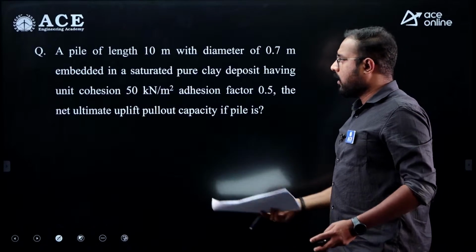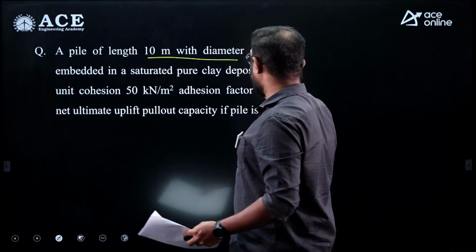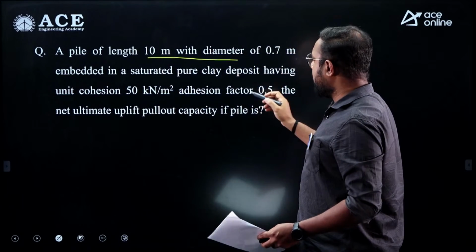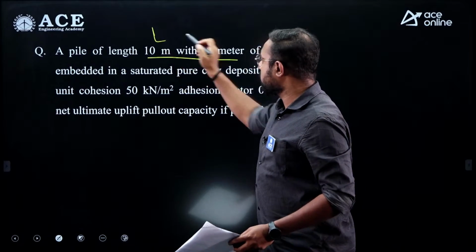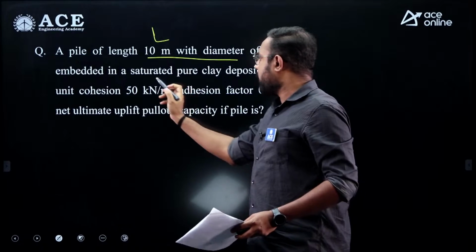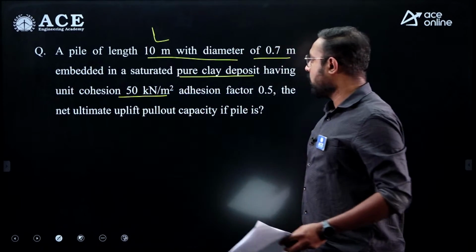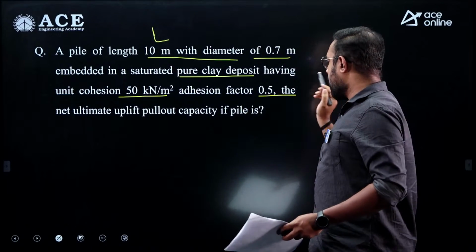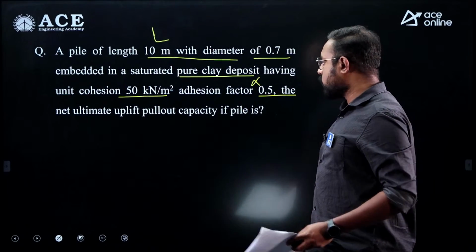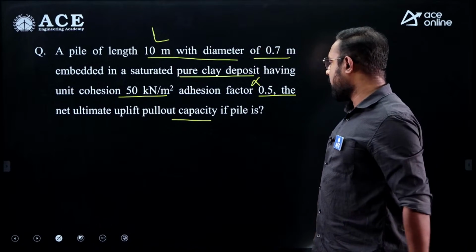Next, you see this: a pile of length 10 meter with 0.7 meter diameter embedded in saturated pure clay deposit having cohesion C value equal to 50 kilonewton per meter square. Adhesion factor alpha is given to us as 0.5. The net ultimate uplift pull out capacity of the pile is dash.